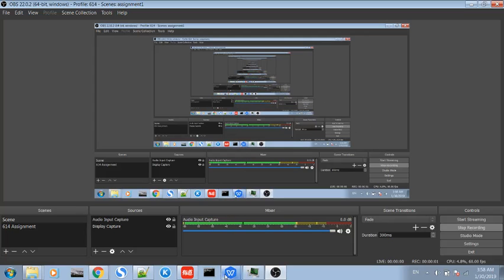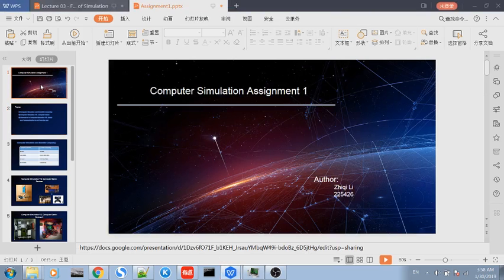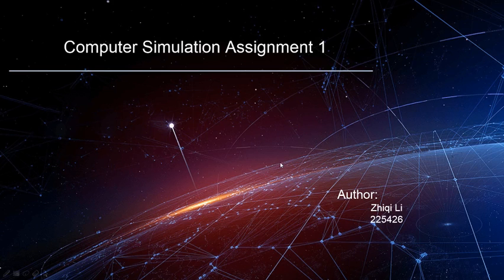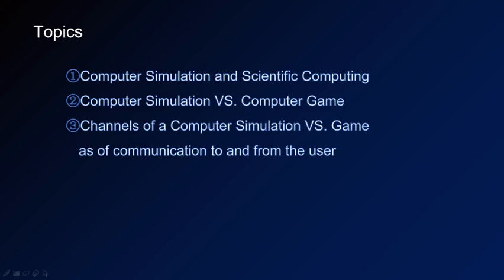All right, let's get started. The assignment number one, which is talking about computer simulation. Here are the three basic topics we're going to cover. Relationship between computer simulation and scientific computing. Compare simulation versus games. Third one is how to determine channels of a computer simulation versus games as of communication to and from the user.